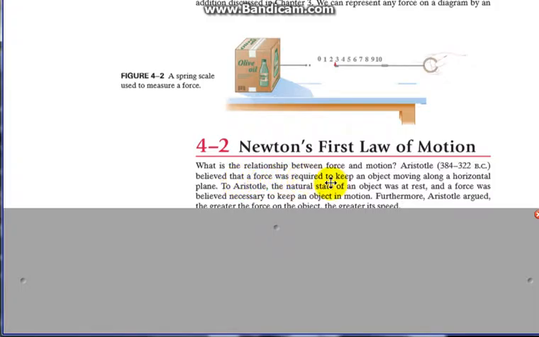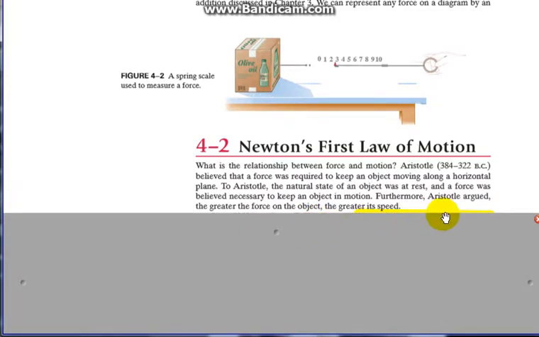Aristotle believed that a force was required to keep an object moving along a horizontal plane. To Aristotle, the natural state of an object was to be at rest, and a force was believed to be necessary to keep it in motion. Furthermore, Aristotle argued the greater the force on the object, the greater the speed. And this makes sense because we can see this happening every day. In order to get something moving, we have to push it. In order to keep it moving, we have to push it as well.